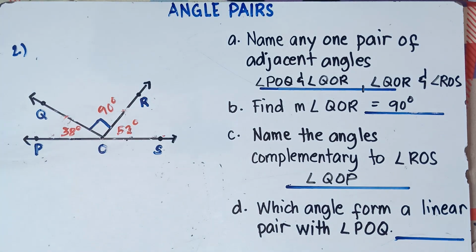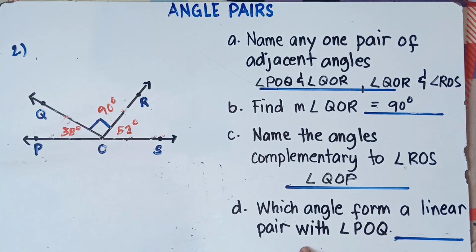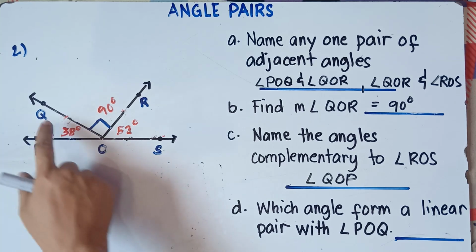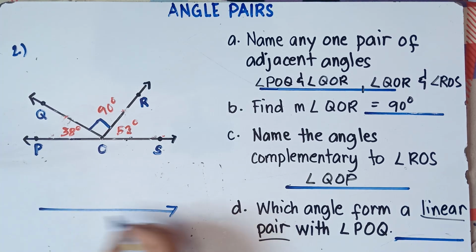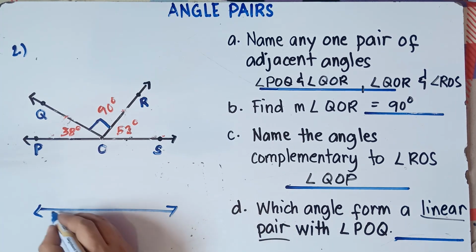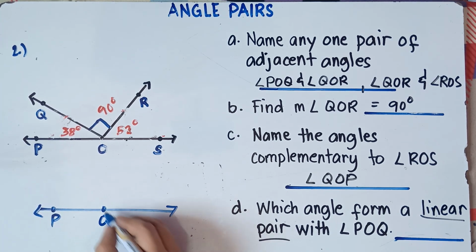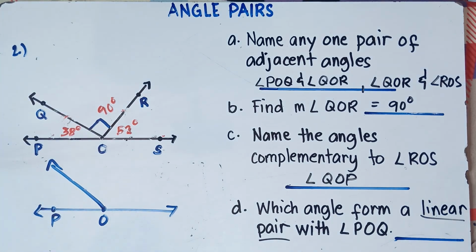Alright, so last question, class, letter B. Which angle forms a linear pair with angle POQ? Once again, class, for a linear pair, the two angles must be adjacent and add up to 180 degrees. So for our answer, let me just draw this one. We have POQ, so P, then O, then Q. And what would be the angle that forms a linear pair with angle POQ?